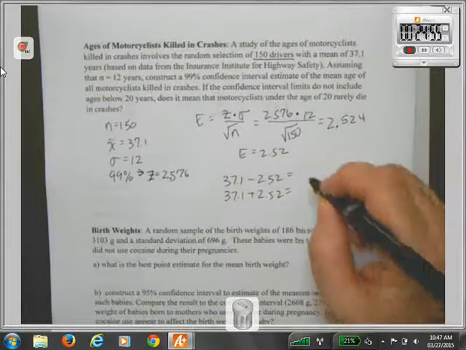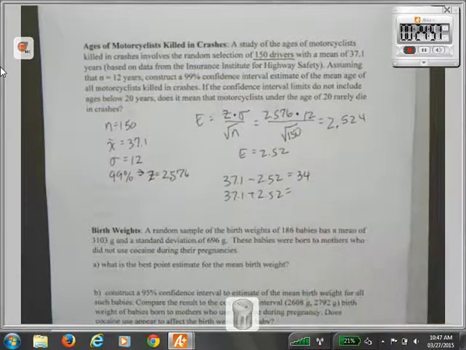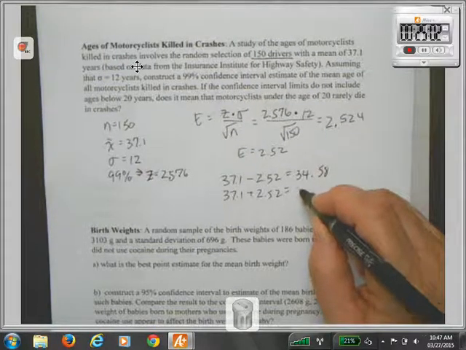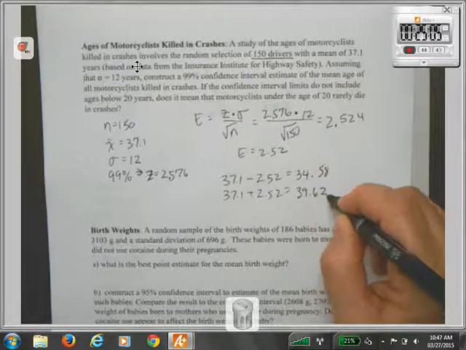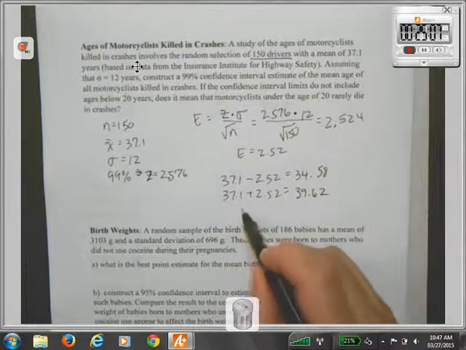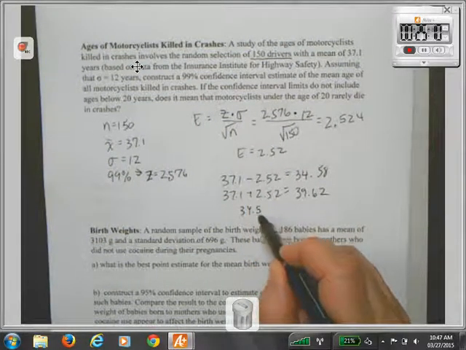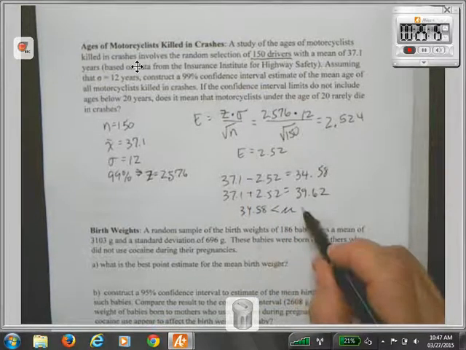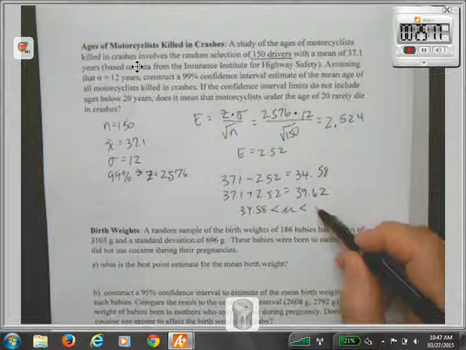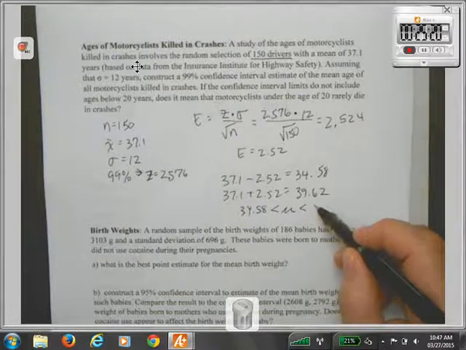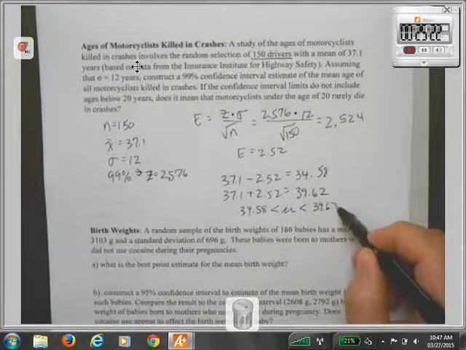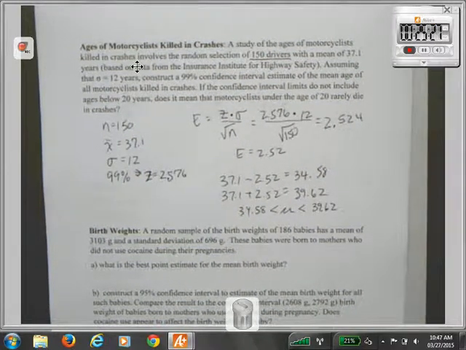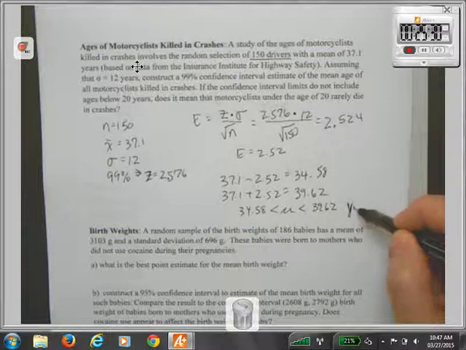So we get as the lower value 34.58, and the higher value, 39.62. So our interval in years, 34.58 years. And this is the age of these motorcyclists who have died in a motorcycle accident. And 39.62 years. So, you know, almost 35 to 40 is what we're saying the average age is. Because these are ages, years.